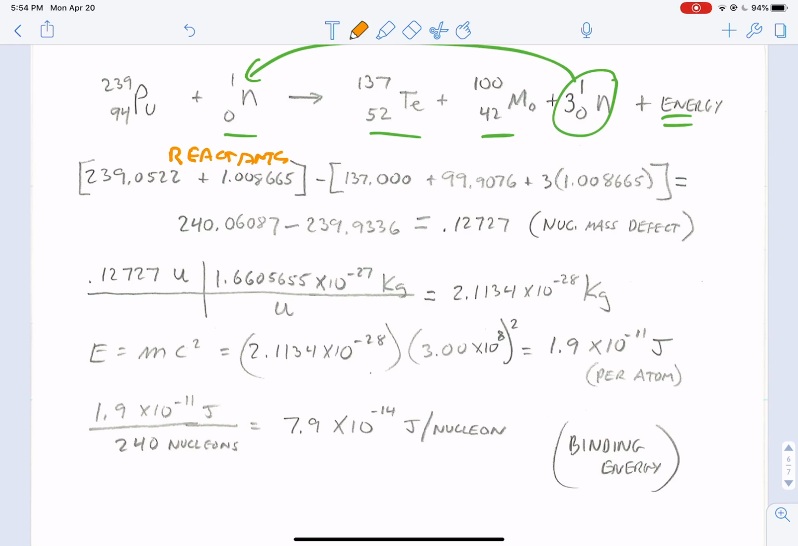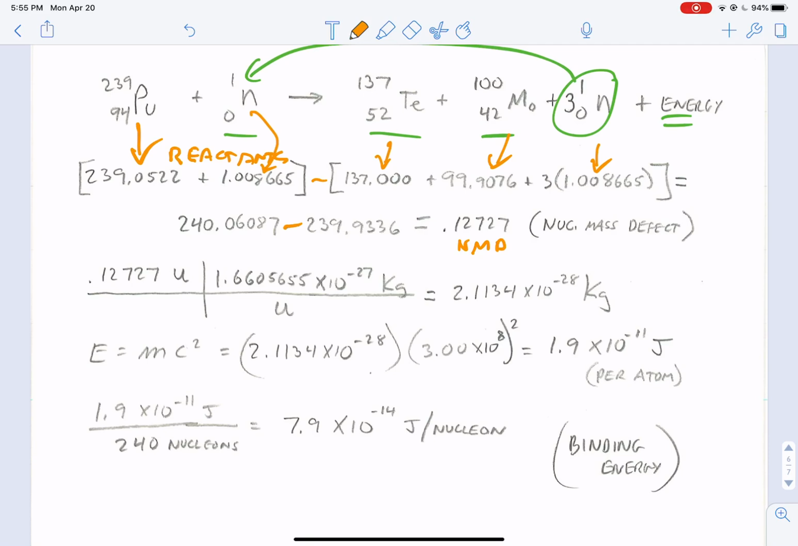So we have to take the masses that we start with, the reactants. There's the plutonium. There's the neutron. Then we subtract my products. There's tellurium, molybdenum, and of course those would come from charts. Here's my 3 neutrons. And when we subtract, we get our nuclear mass defect. The missing mass. The mass that we started with is more than the mass we ended with. Why? Because some of that mass is converted into energy.